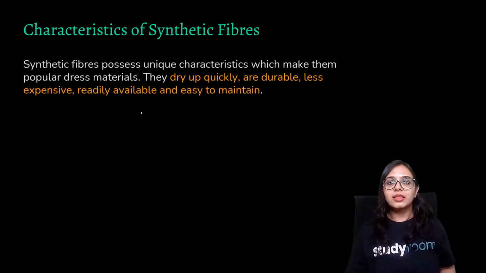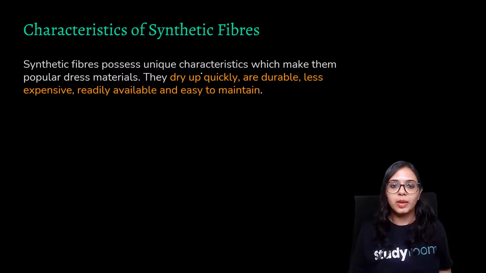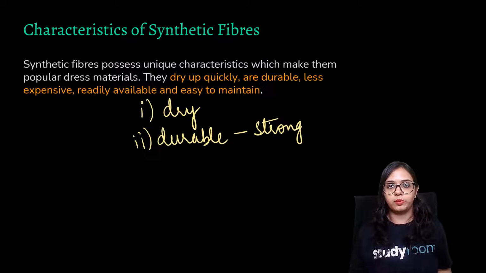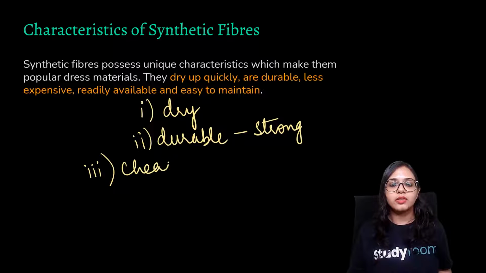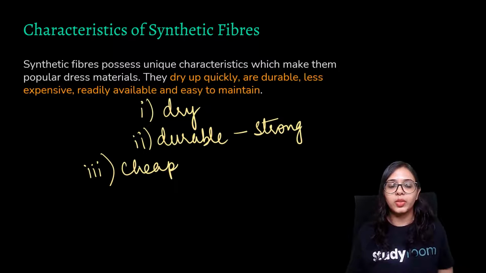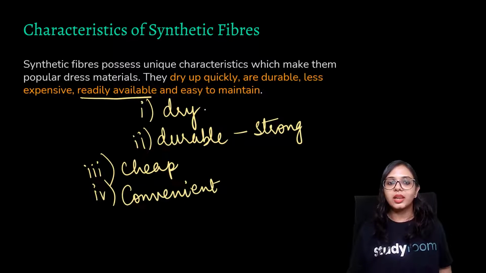The characteristics of synthetic fibers can be summed up: they possess unique characteristics, such as they dry up quickly, and they are durable. Durable means they are strong, like we had seen in the case of nylon. Then they are less expensive, that is, they are cheap. This we have also seen in the case of acrylic and rayon, that they are cheap and readily available. Why? Because they are synthesized artificially. So they are convenient to use, available, cheap, and easy to maintain.